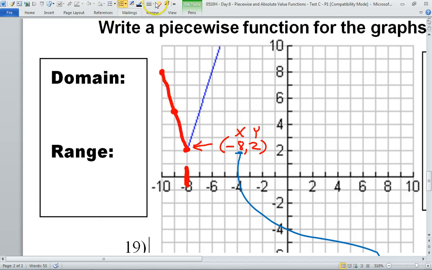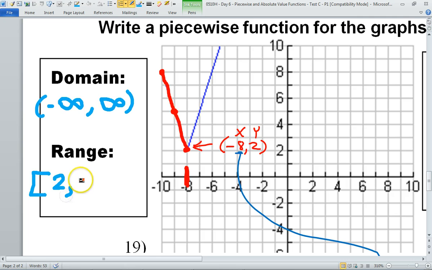Okay, so domain and range. The domain is simple. What's the domain? Negative infinity to positive infinity. What's the range, you guys? You gave me an x value just then. Give me a y value. Instead of -8, give me the y value. 2. Okay, 2 to positive infinity. Jesus, ¿entiendes por qué es 2? Okay, because up and down, 2 and up. All right, that's the domain and range.